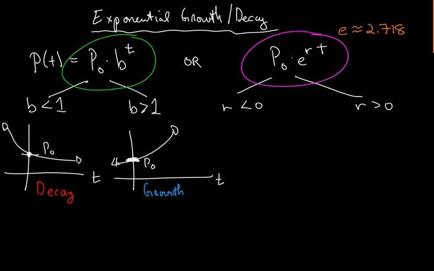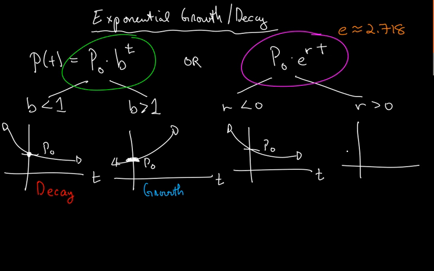Now, when you write it like the function on the right, which I have circled in purple, it's still an exponential function, so it's going to look like one of those two that we've already drawn. Which one depends on whether r is negative or positive. When r is negative, it's going to look like this. And when r is greater than 0, it's going to look like that, hitting the y-axis at p0. So when r is less than 0, you have decay, and when r is greater than 0, you have growth.